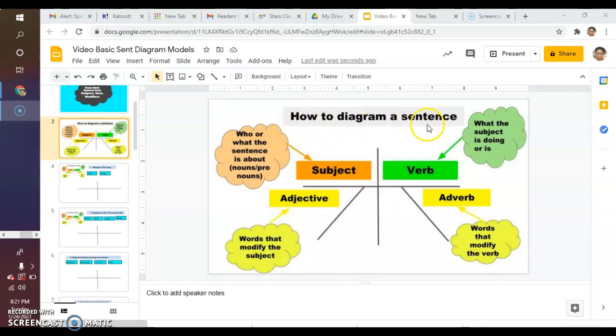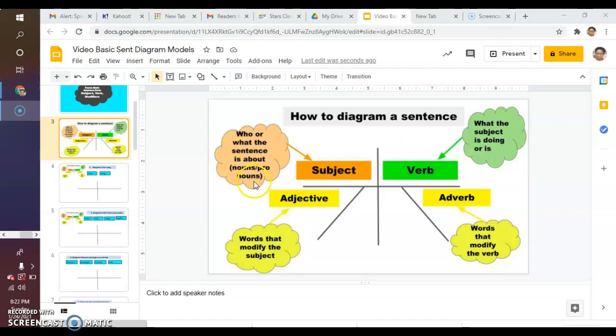How to diagram a sentence. When you diagram a sentence, the first question you want to ask yourself is, what is the subject? The subject is who or what the sentence is about, usually a noun or a pronoun. Then the second question is, what is the verb? And the verb is what the subject is or is doing.